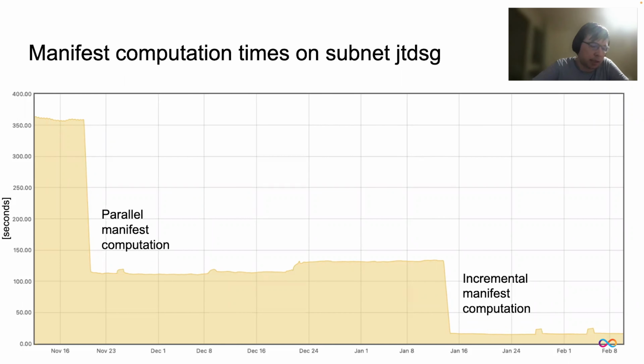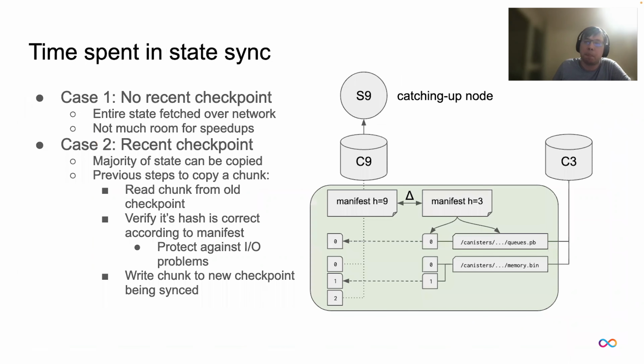So this is what I want to present about manifest computation. Now let's move on to actual state sync. Let's talk first about where we spend the time in state sync. There are two cases. If we don't have a recent checkpoint, for example because we just joined the subnet, then there is not much we can do. We have to fetch the entire state over the network. The network is comparably slow, so that's just going to take a while.